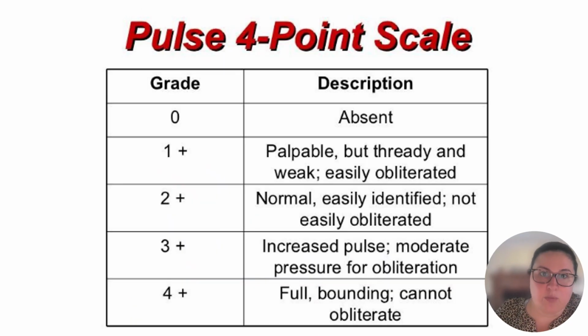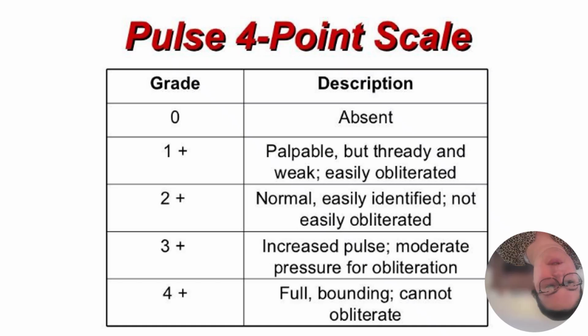So no pulse would be absent, and you should be finding that with Doppler in your clinic. 2+ is normal, easily identified, but not easily obliterated. 3+ is an increased pulse, moderate pressure for obliteration, and then 4+ is full bounding, cannot obliterate, and then 1+ is palpable but thready and weak, easily obliterated.